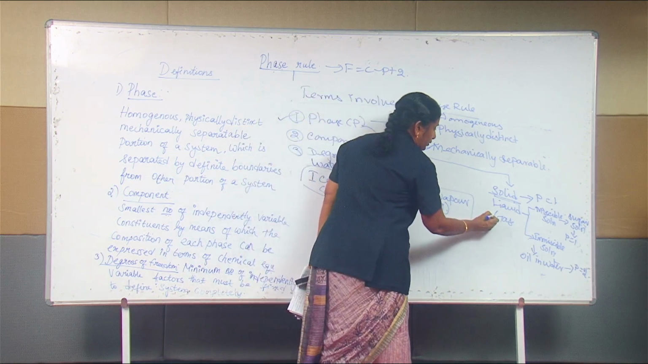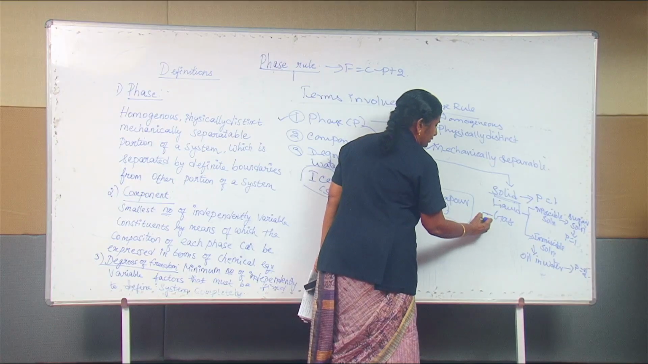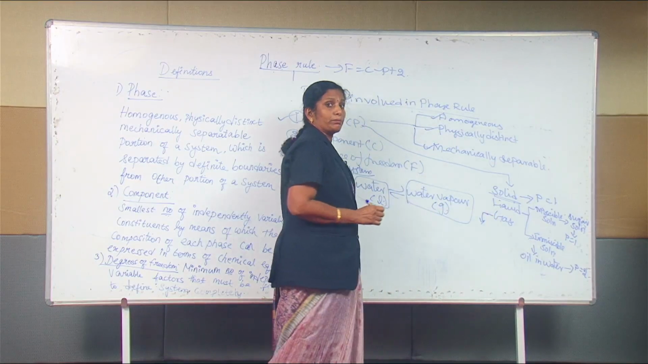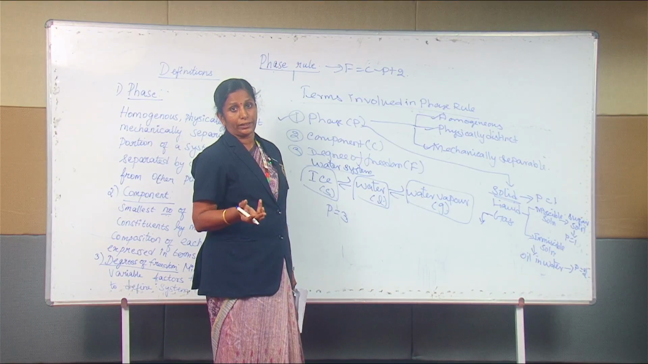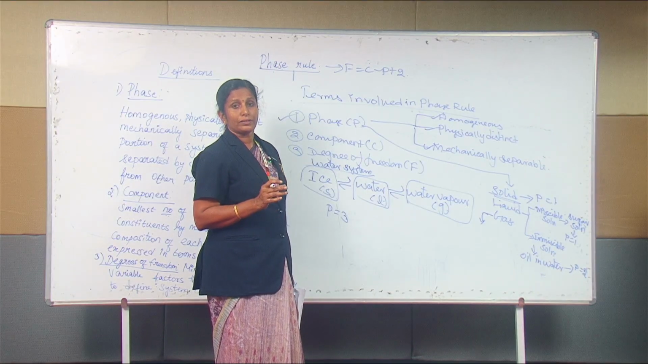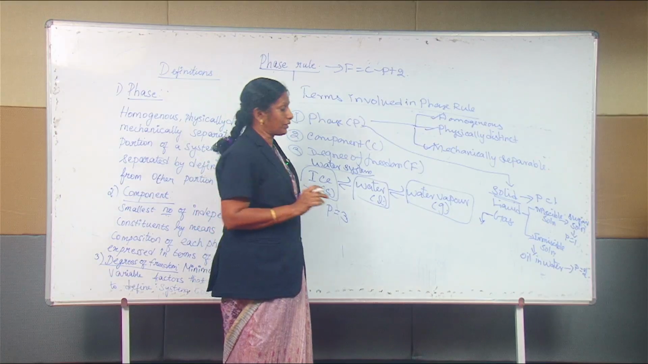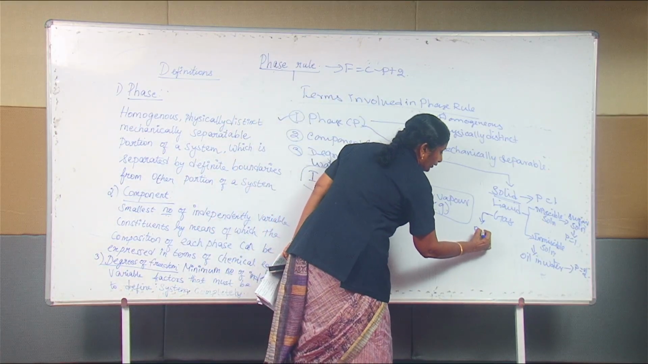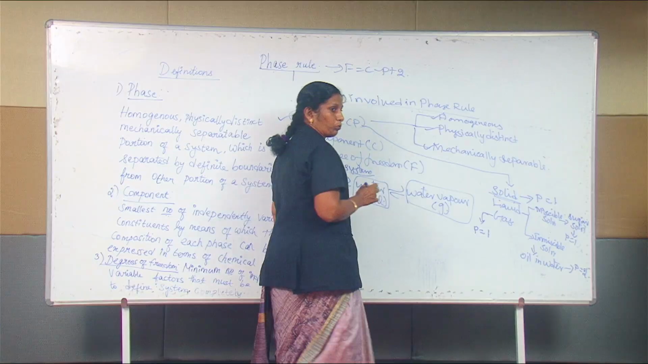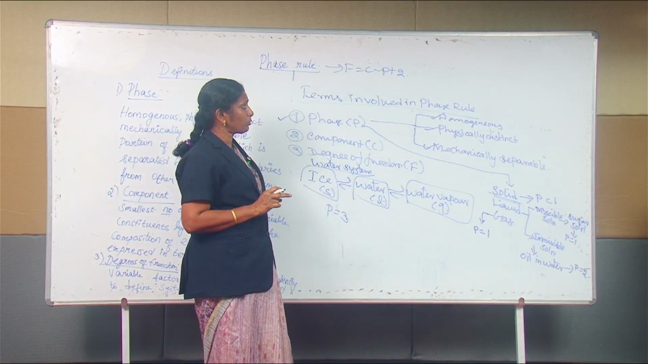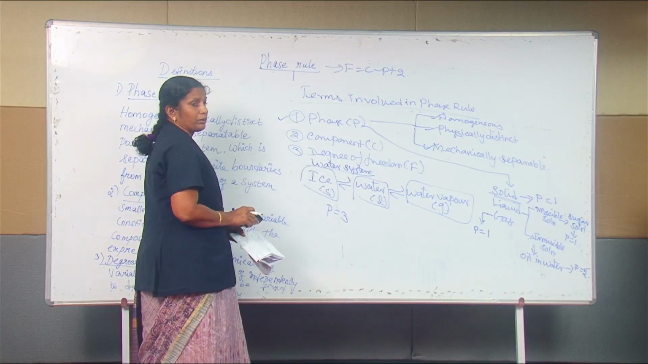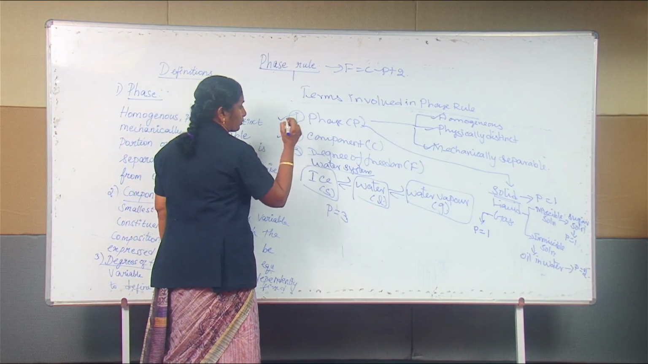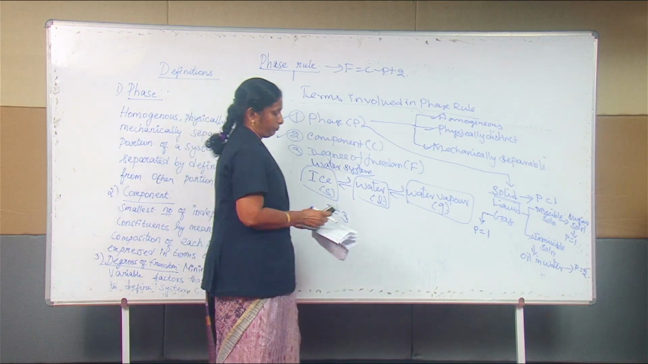Our next one is gas, and gases are completely miscible. There is no boundary between one gas and another gas. So the gas phase is considered as a single phase. In the gas, the phase is equal to 1. Up to this, are you clear? Okay. Our next thing, the second term involved in phase rule, that is component.